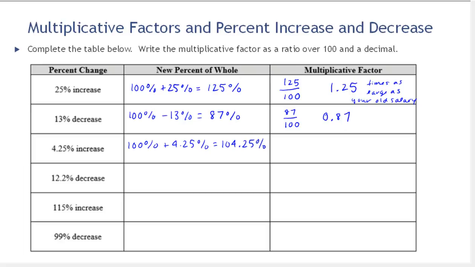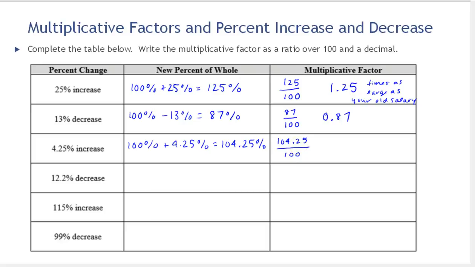Okay. Now we're going to write this as a fraction. So this would be 104.25% over 100. And eventually we're going to put these all in the calculator, so we don't care if there's decimals in the fraction, and we don't care about simplifying it.